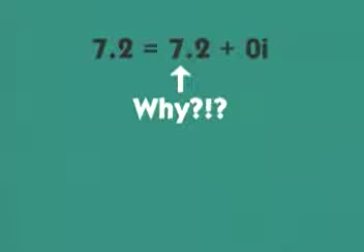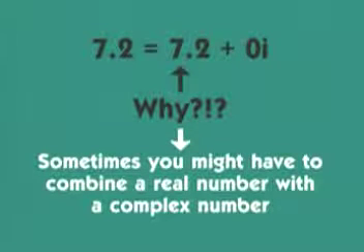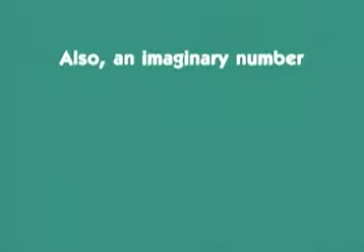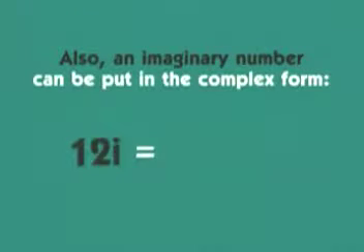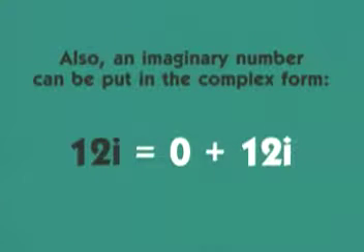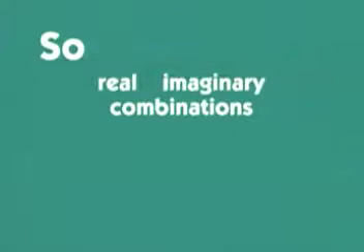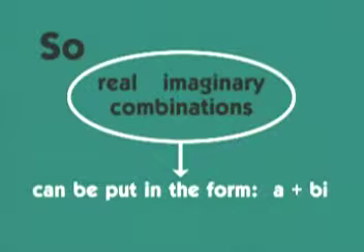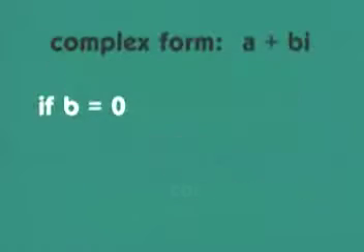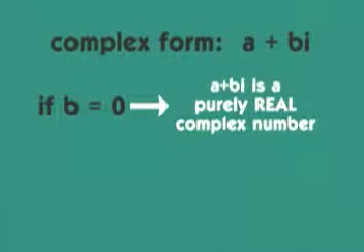Now, why write anything in a more complex form? Well, sometimes you might have to combine a real number with a complex number. Similarly, a purely imaginary number, one in the form 12i, can be put in the complex form 0 plus 12i. This shows that all three types, real, imaginary, and combinations, can all be part of the form a plus bi. Anything in that form is called complex. If b equals 0, a plus bi is a purely real complex number.